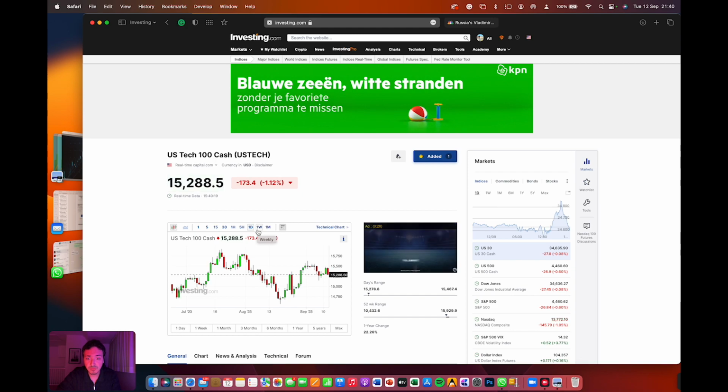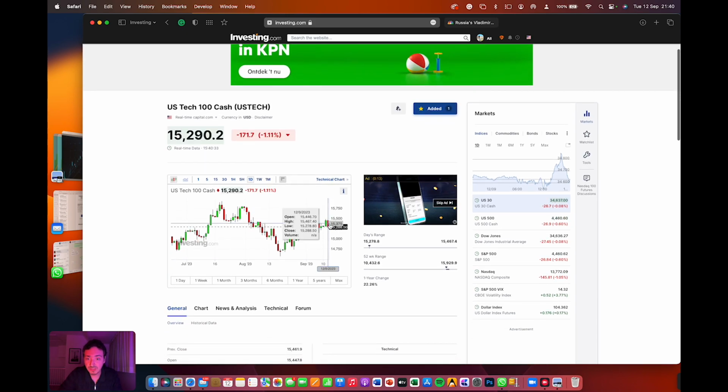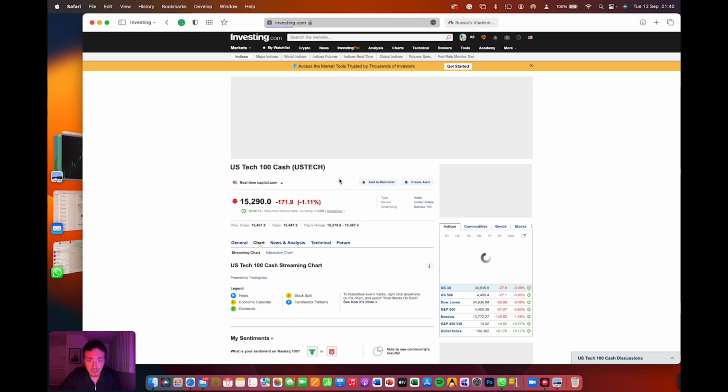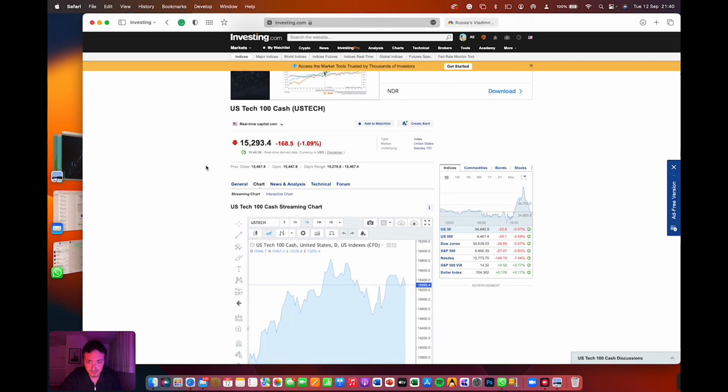but if you look closely and make the right trade entries, you can make lots of profit from here. So this is the US Tech 100. If we go to the main page, you will see the graph here. We'll click on the technical chart so we can look more into the details of the technical analysis.